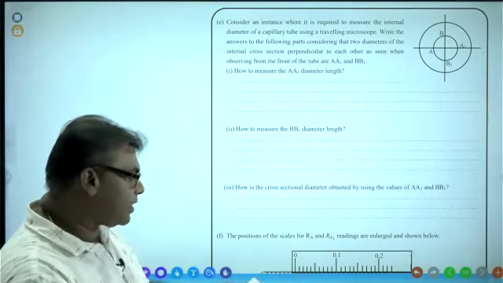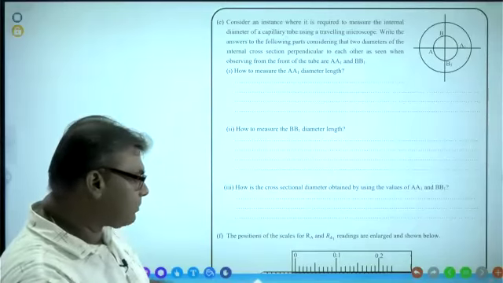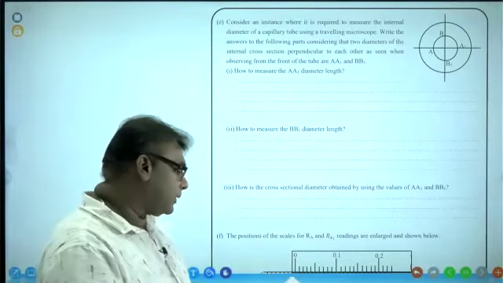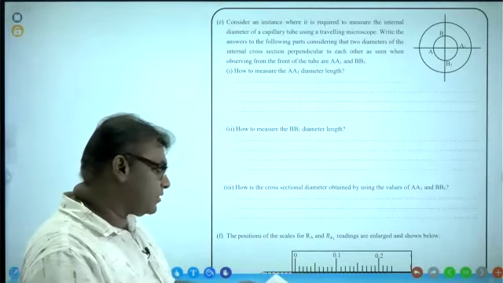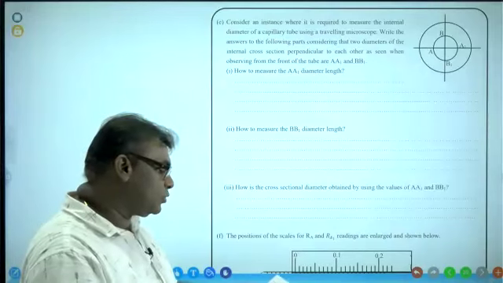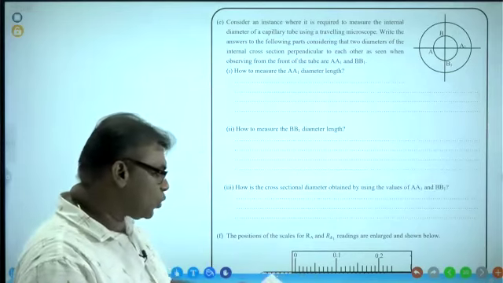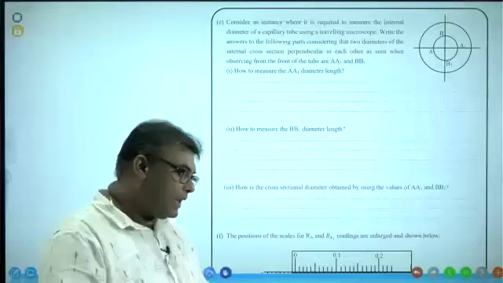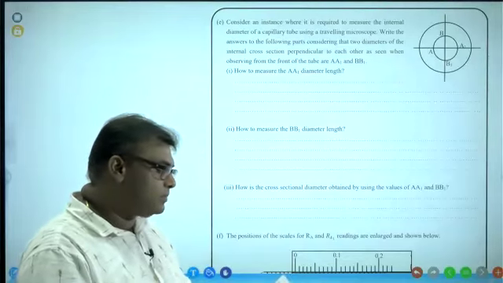Consider the instant where it is required to measure the internal diameter of a capillary tube using the traveling microscope. Answer the following parts considering the two diameters of the internal cross-section perpendicular to each other, as shown, observing from the front of the tube: AA1 and BB1.